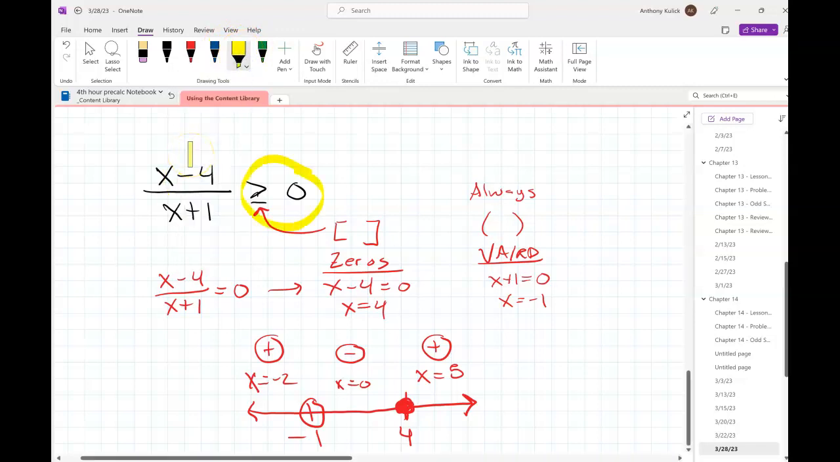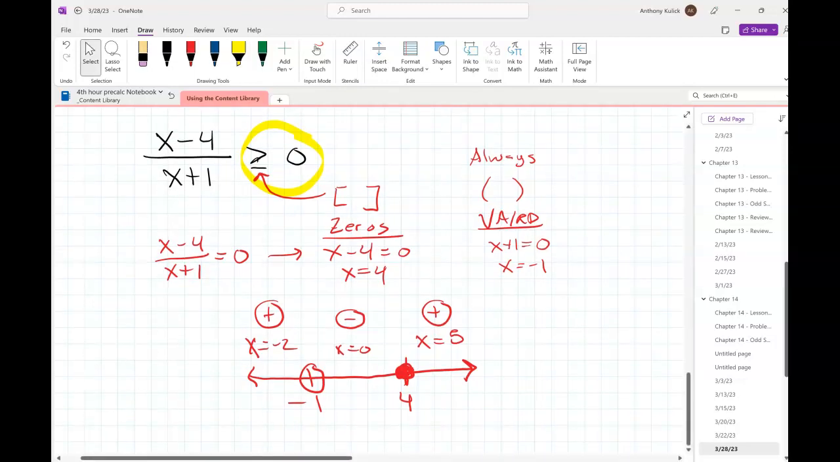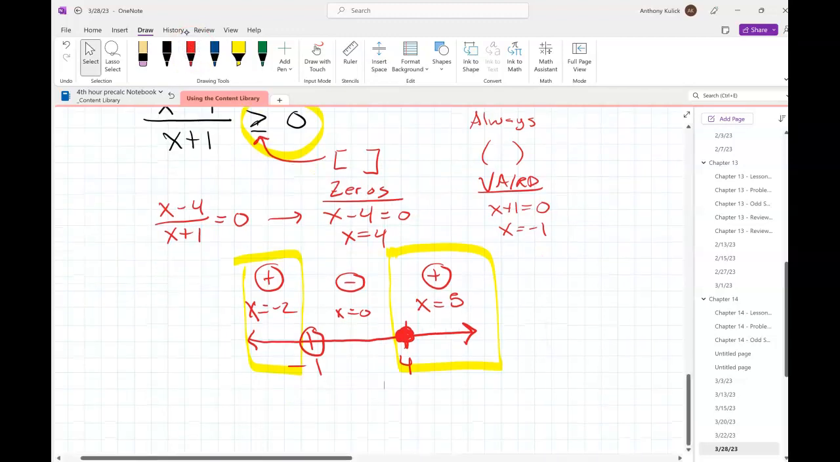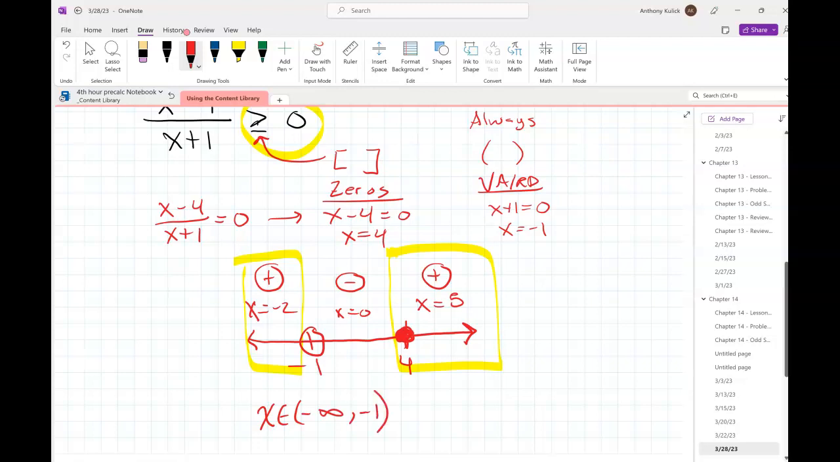If I care about this thing being greater than or equal to 0, which parts do I care about? The positive parts. So I care about here and here. Notice that the -1 is getting a parenthesis because I used the open circle because that was the discontinuity. But the 4 gets a bracket because that was a 0 and we had an or-equal-to inequality.